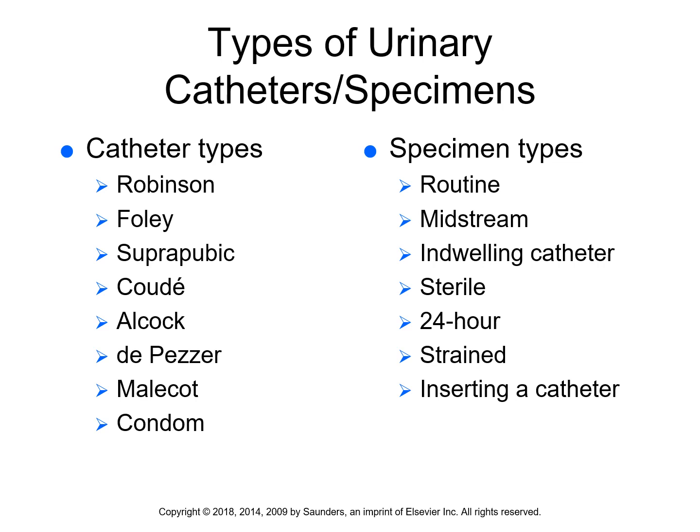It's kind of like a PureWick for men, which is a good thing because condom caps are really difficult. They don't stay on very well. They're a real pain in the bottom. Literally. Specimen types, we have routine, midstream, indwelling catheters, sterile 24 hours, strain and inserting the catheter. So those are all there for you to look at.